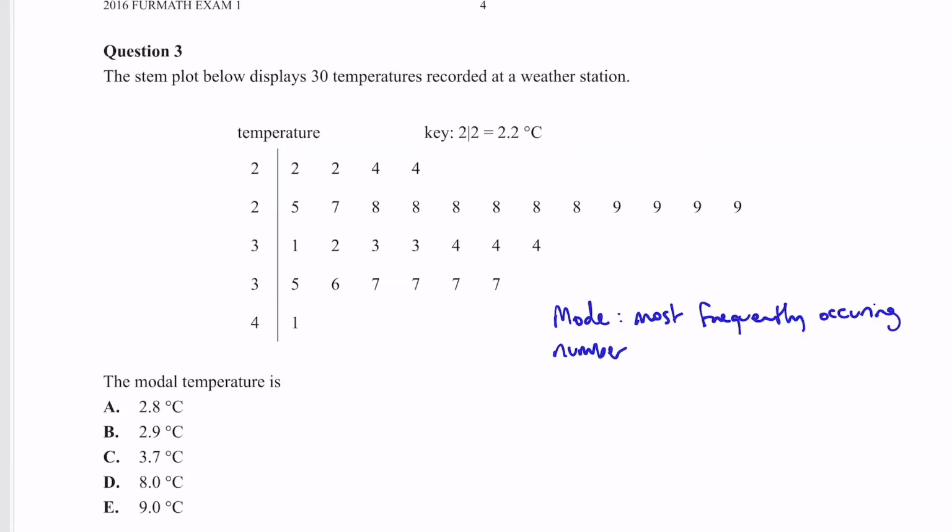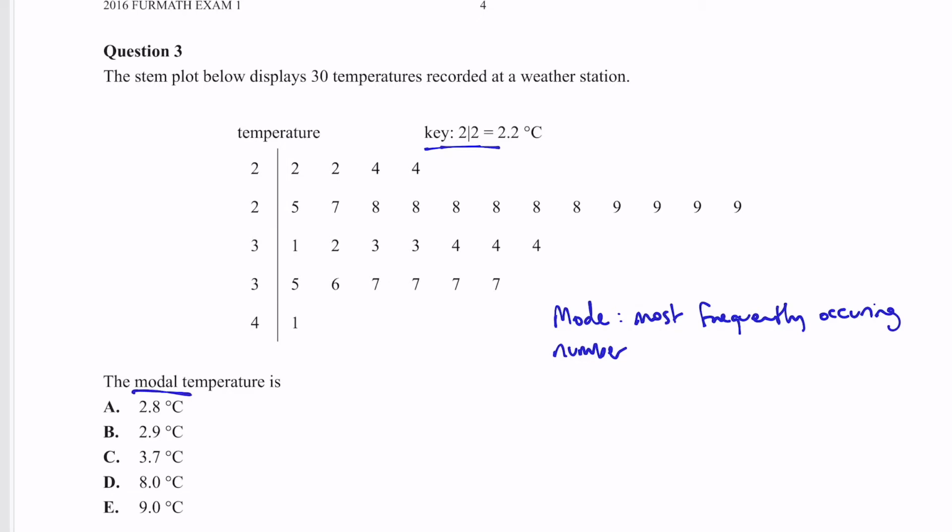Okay, so question 3. The stem plot below displays 30 temperatures recorded at a weather station. So our key here is very important. It's saying that 2|2 is equal to 2.2 degrees. If you rush it, some might say 22 degrees, so just be careful of that. And it's asking for the mode here.